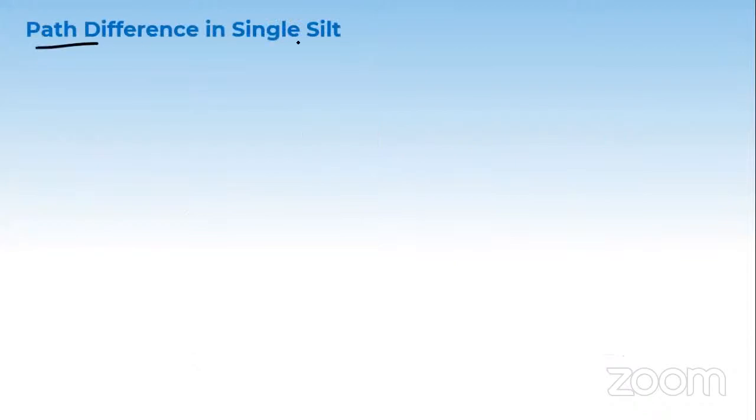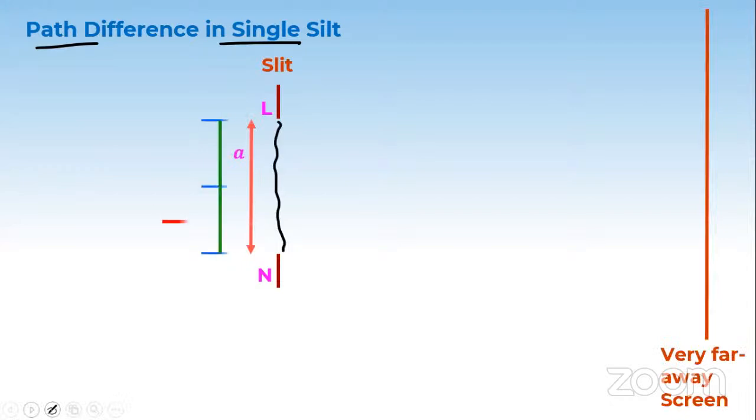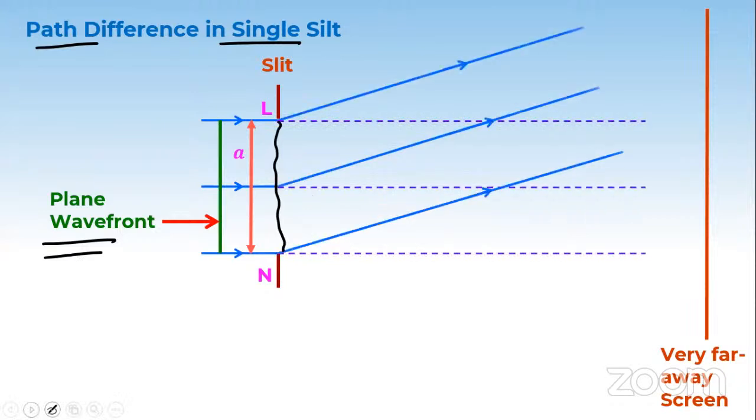So we'll now understand the path difference in a single slit. Suppose you're putting a single slit, having a gap in between. If a plane wavefront comes from the left hand side and passes through the slit, then on the other side you'll see a pattern like this.